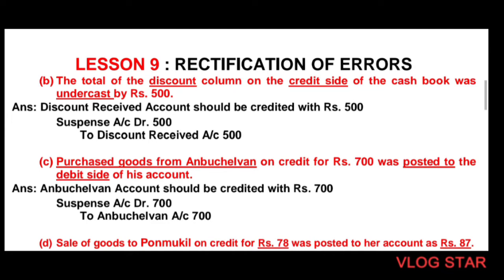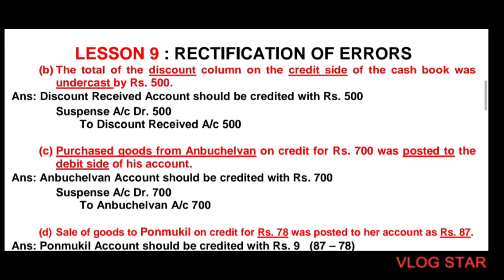Now we move on to next question. The total of the discount column on the credit side of the cash book was undercast rupees 500. So undercast means original entry. Discount, I did the underline in the question. Discount and credit side. Discount credit side means it is a discount received. Discount received original is which type of balance? It is a credit balance. So you have to write in credit side. So the answer is discount received account should be credited with rupees 500. Rectify entry is suspense account debit rupees 500 to discount received account 500.